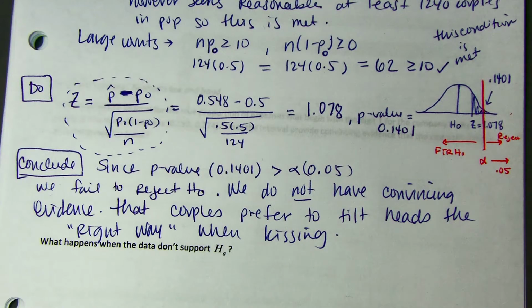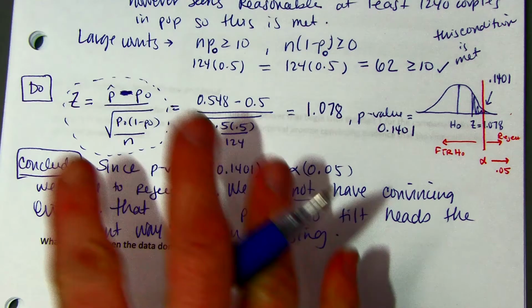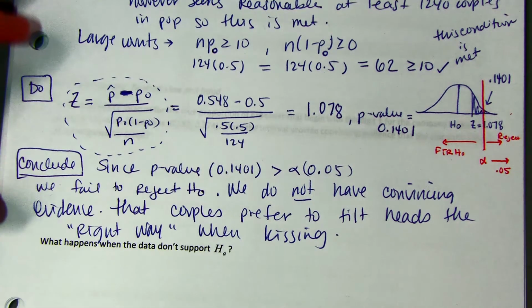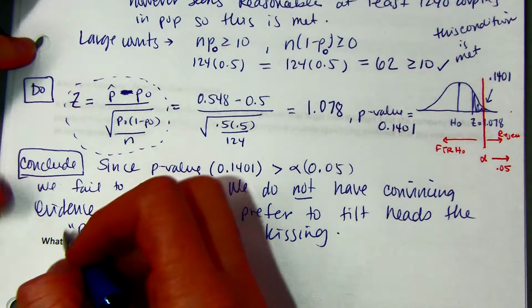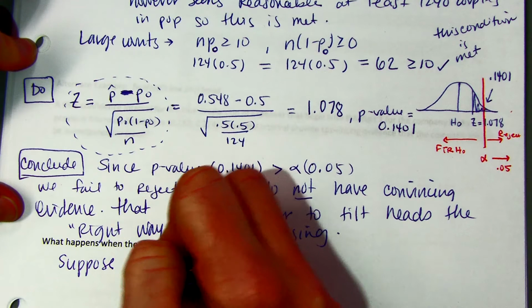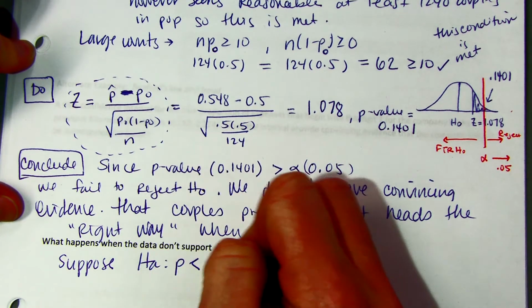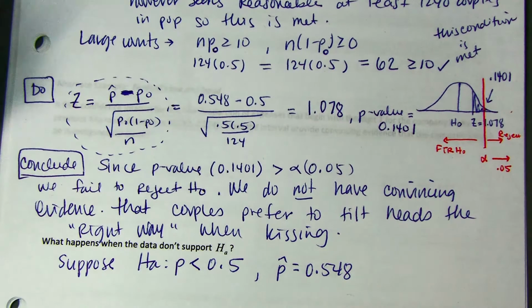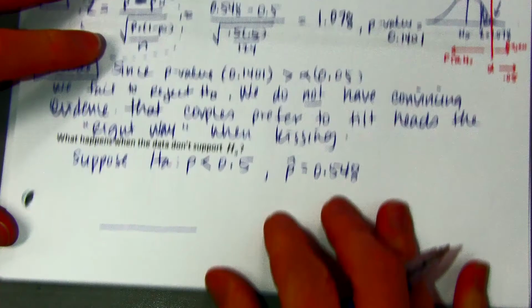Okay, so here's a question. What happens if the data doesn't support the alternative? If we look at our alternative hypothesis, we were interested in evidence that couples really do prefer to kiss the right way. Let's suppose for a minute that the alternative was p less than 0.5 with a p-hat value of 0.548. If I drew that picture, let me scroll up here.